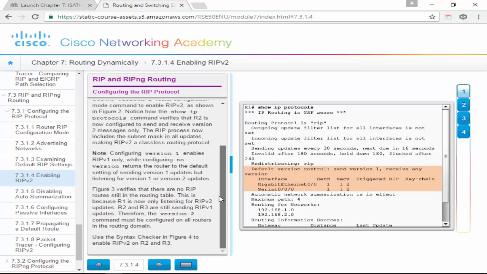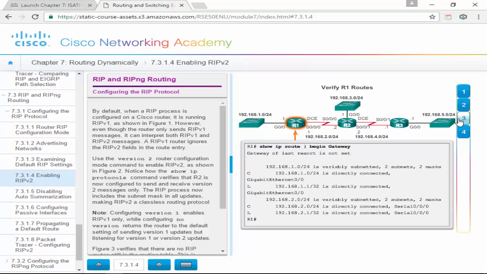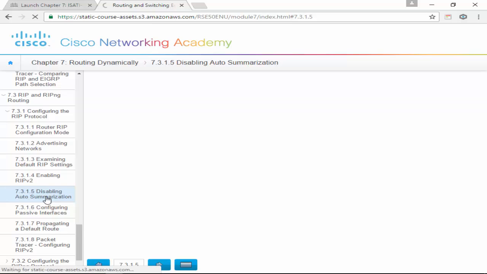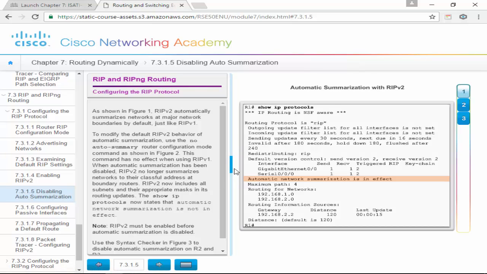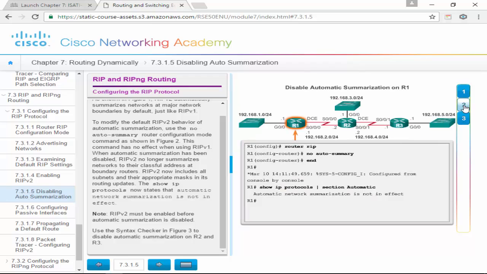So now, how do we turn it into version 2 instead of this crappy version 1? Well, in our router RIP, we type version 2, and that's about it, right? And then we're just hunky-dory, and we can do classless. And how we do that is disabling this auto summarization. To disable our auto summarization, we say no auto summary, as I've told you before.